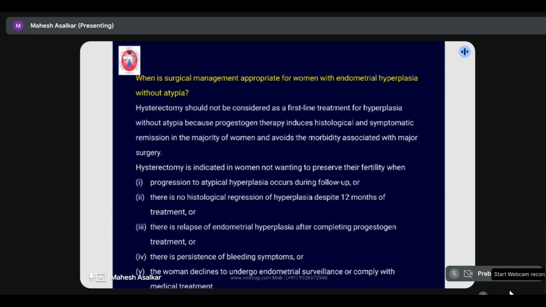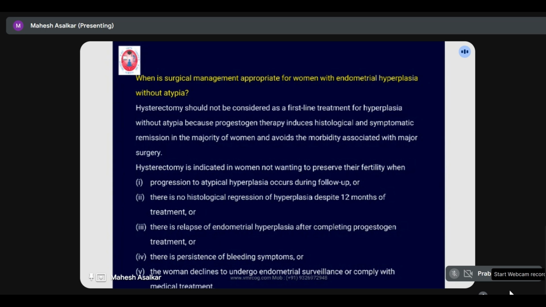Then second, there is no histological regression of hyperplasia despite 12 months of treatment. What we said, 6 monthly two biopsies should be negative. So we are monitoring our patient for 12 months, but there is no regression. First biopsy taken, it is negative; second biopsy taken, if it is positive, that means there is no regression. Then you have to consider hysterectomy.